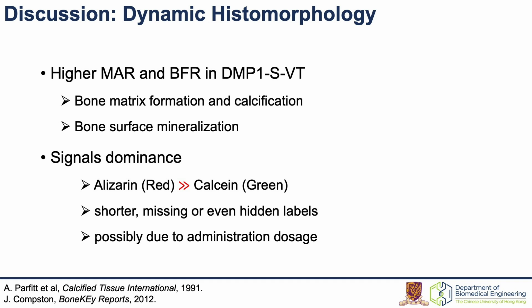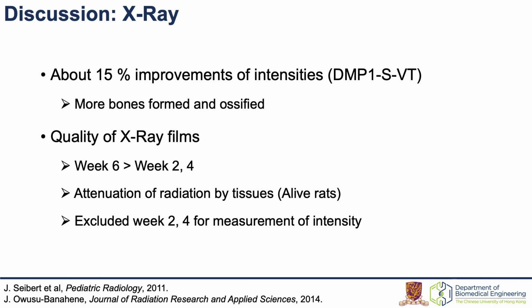Higher MAR and BFR indicated that bone matrices were formed, mineralized at the surface, and calcified. However, the red dye was dominant in signal over the green dye. Some labels would be softer, missing, or even hidden. This could possibly be due to the dosage administered. Plus, higher intensities in X-ray would imply more bone formation and ossification, but poor quality of X-ray films was found for weeks 2 and 4. It was because the X-ray was partially absorbed by the tissues that the signals were weaker. The femur was harvested at week 6, so the radiation was less attenuated.